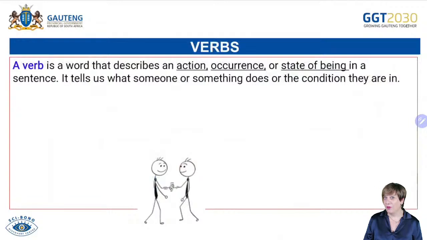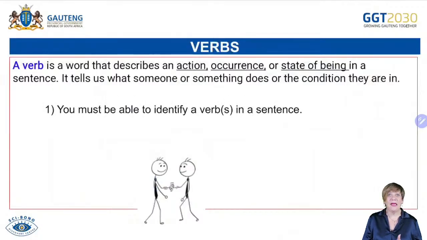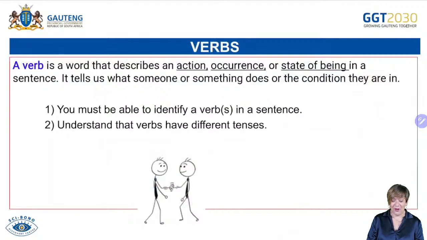So let's move over to your verbs. A verb is a word that describes an action. That we know, it's action words, or an occurrence or a state of being. It tells us what someone or something does or the condition they are in. I am happy. That's a verb. Now, I'm sure you know verbs. You must be able to recognize and identify a verb in a sentence. That's the easy part. The second part is that you have to know that there are different tenses. And I'm sure I can see you nodding. You know your tenses, don't you?